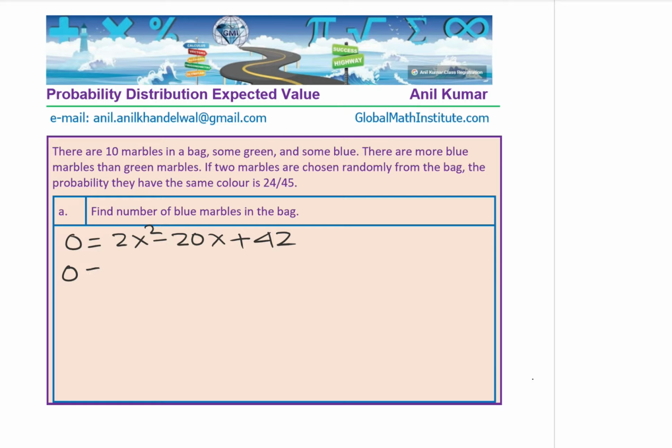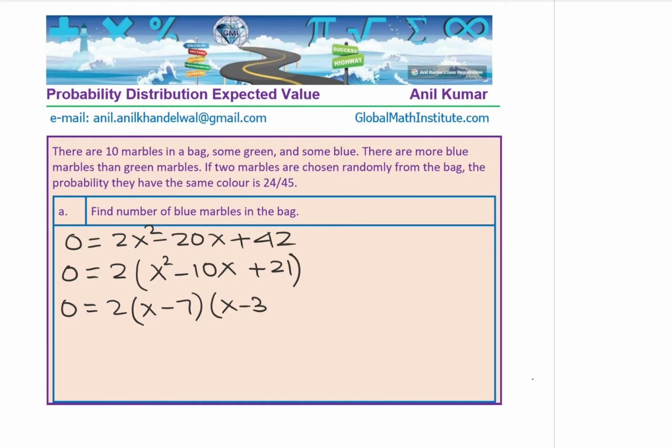We can take 2 common. So we get x squared minus 10x plus 21. Now this can be factored. Product 7 times 3 will give us 21, and the sum is minus 10 if both are negative. So we can write this as (x minus 7) times (x minus 3). So that gives you two values. One is x equals 7. The other one is x equals 3.